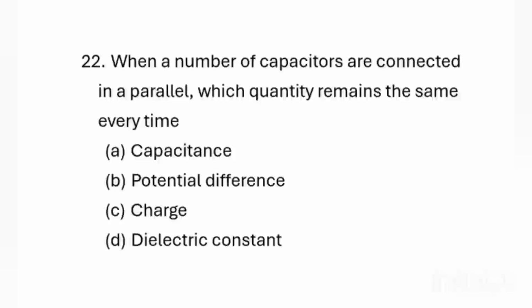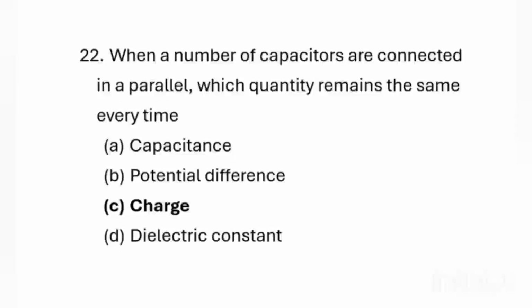Question number 22. When a number of capacitors are connected in parallel, which quantity remains the same every time? Option A, capacitance. Option B, potential difference. Option C, charge. Option D, dielectric constant. Here the correct answer is option C, charge.